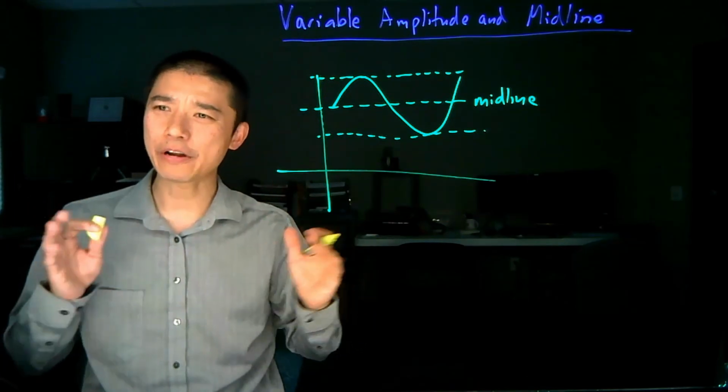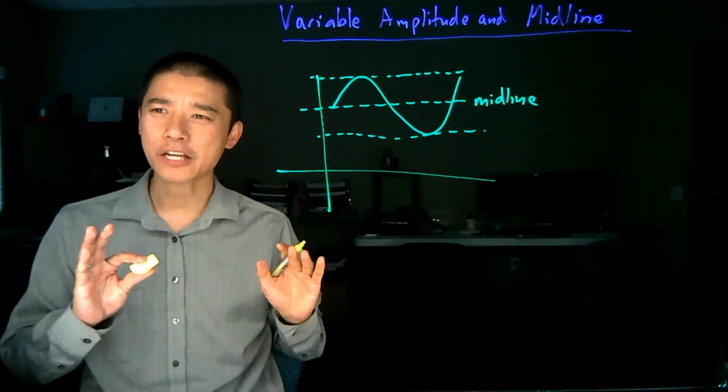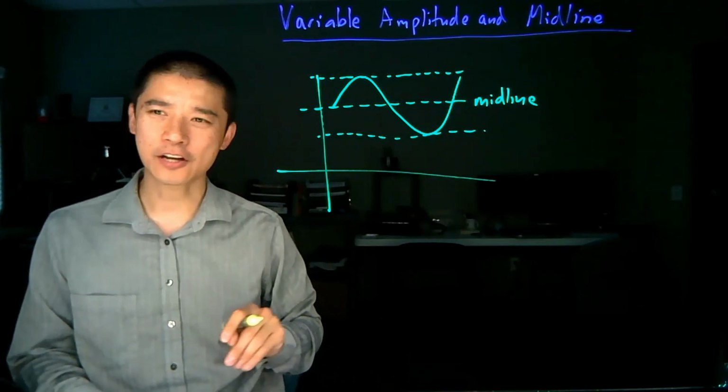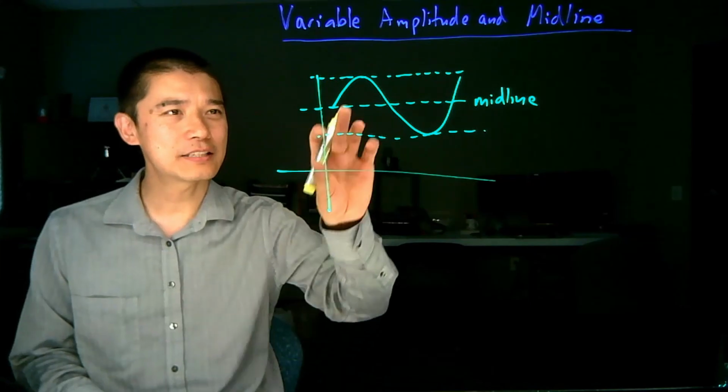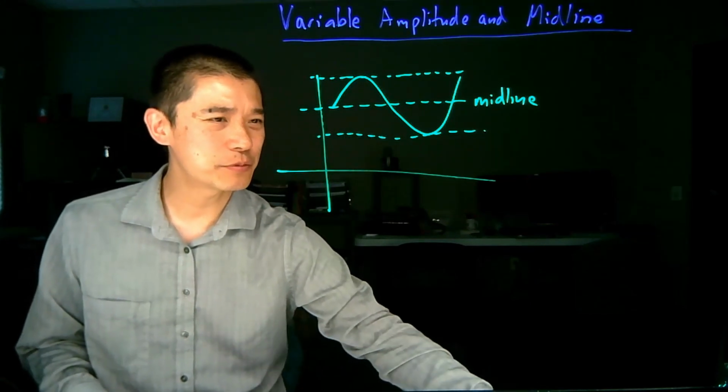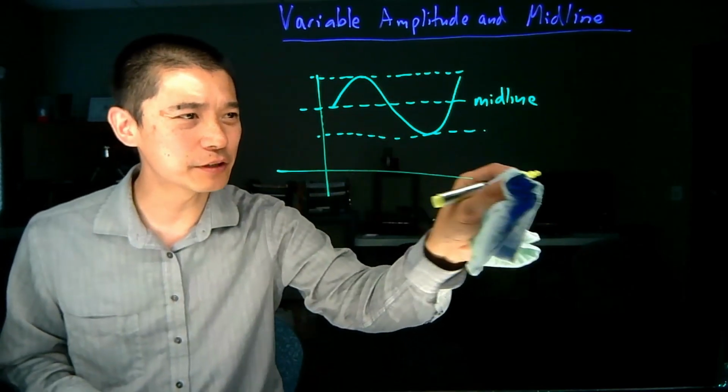Well, this is one way of setting things up. But in fact, it's possible to do many other things with this general framework. Instead of our midline being constant, it could be a function. Instead of the amplitude being a constant, it can also be a function. And so this gives us a bunch of different shapes that we can look at.